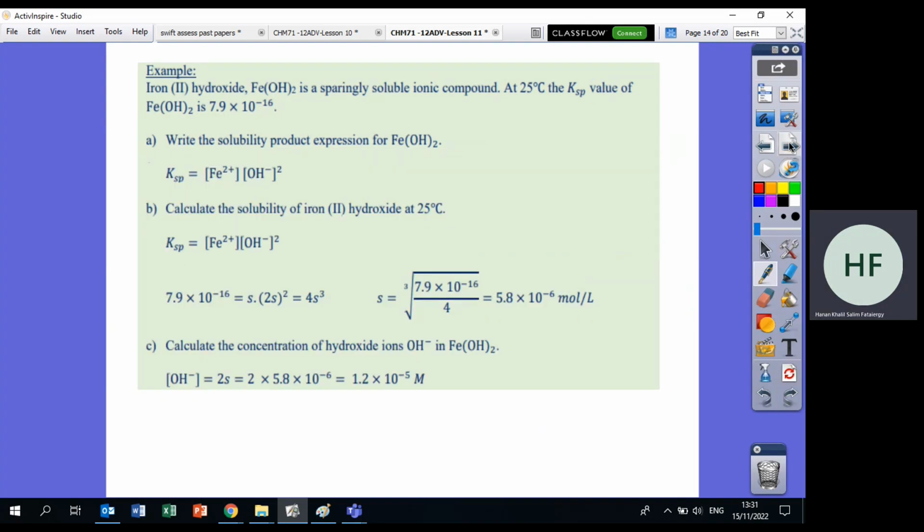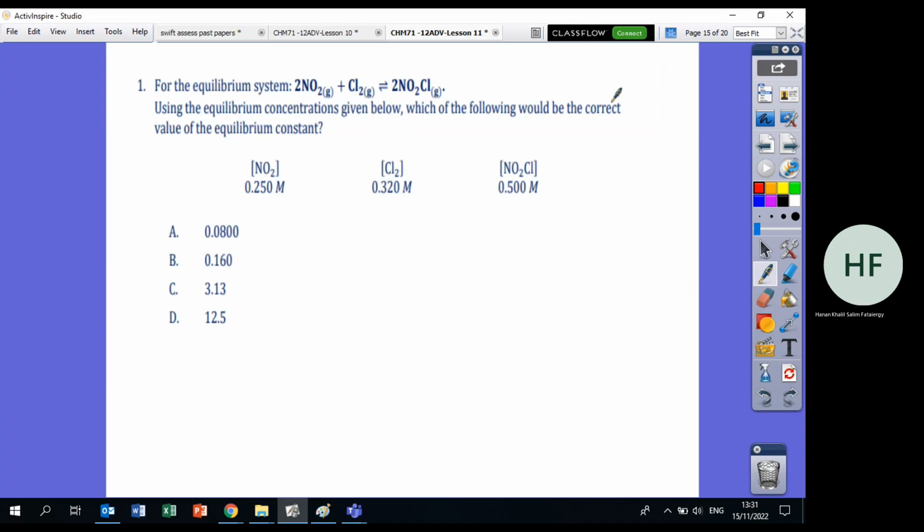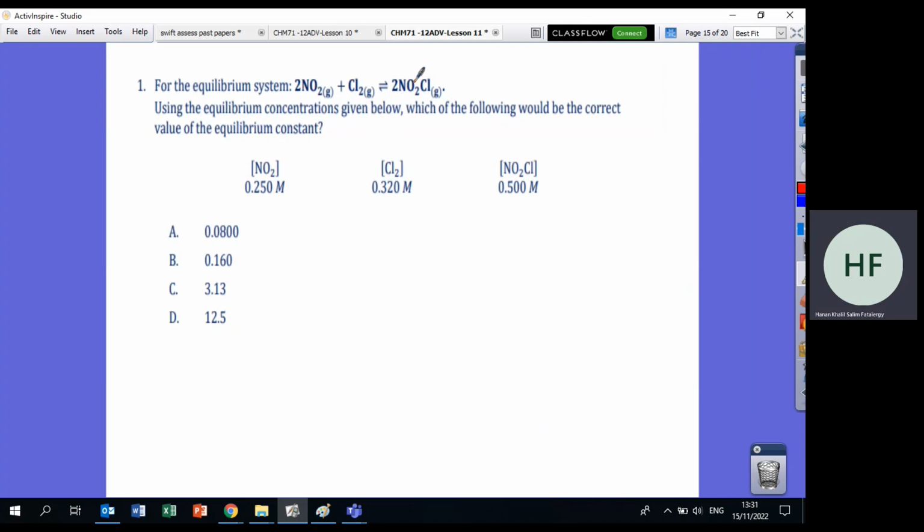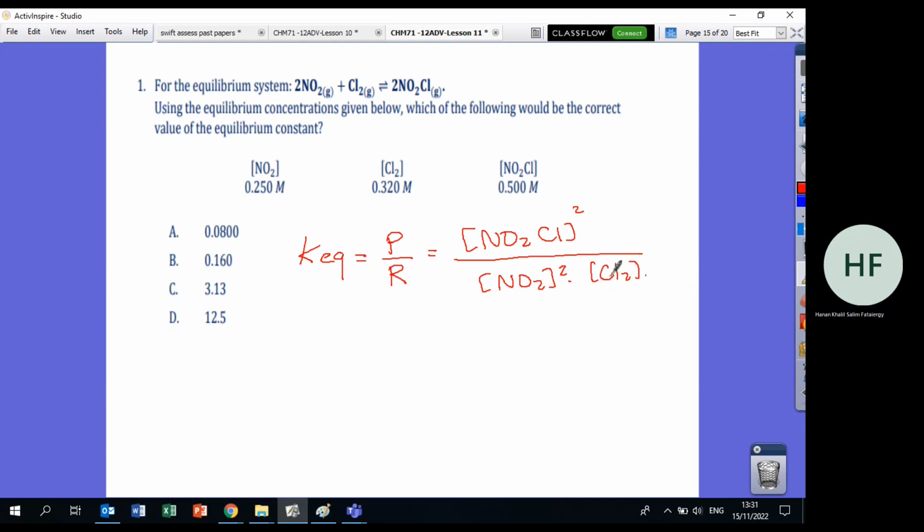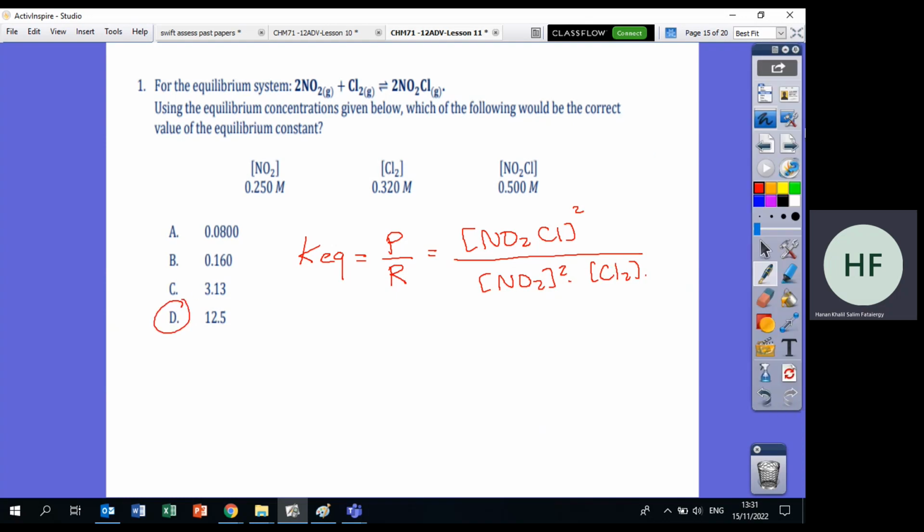Okay, another question. You have this equation. Is this reaction homogeneous or heterogeneous? Of course it is homogeneous because all of them are gases. Nobody will be cancelled. How do you write the KEQ expression? Products over reactants. So I will say NO2Cl squared over NO2 squared times Cl2. And you put the values. NO2Cl is 0.5 squared over 0.25 squared times 0.32. I think the answer will be 12.5.